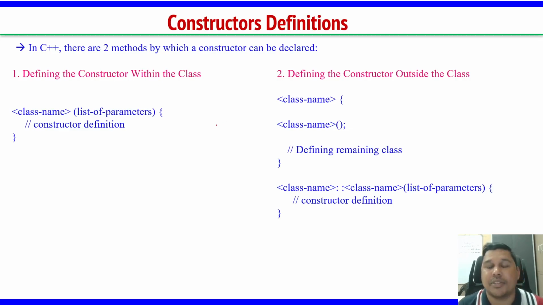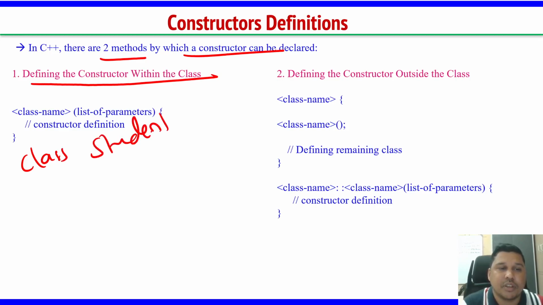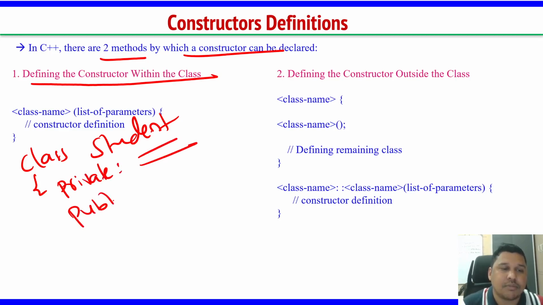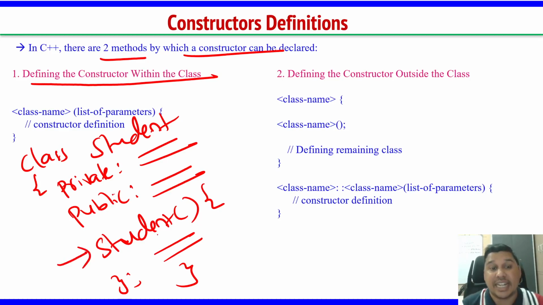Let's see some examples. There are two ways of declaring or defining a constructor. One is defining the constructor within the class, which means inside the class. So I will have a class student, inside it I will have some private data members, then I will have public some functions, and then you can write the constructor like this, student, as a function, and declare something here. This is possible. So this is one way of defining a constructor inside the class.